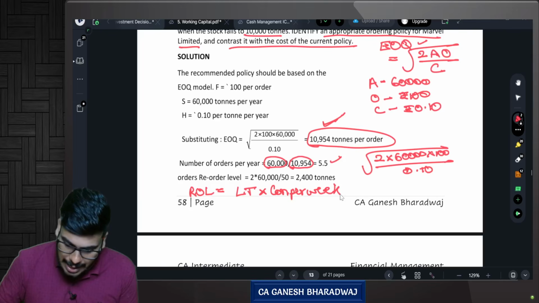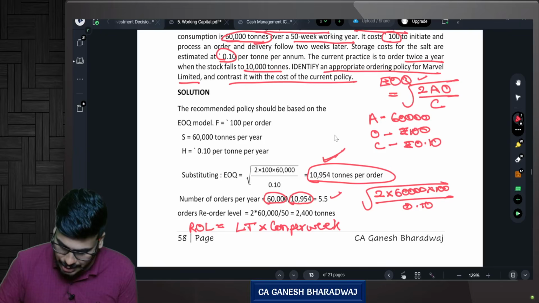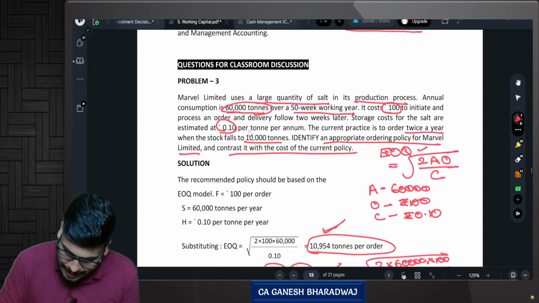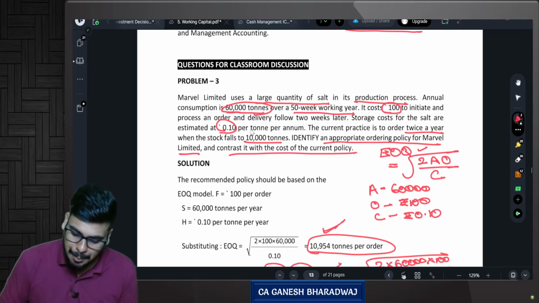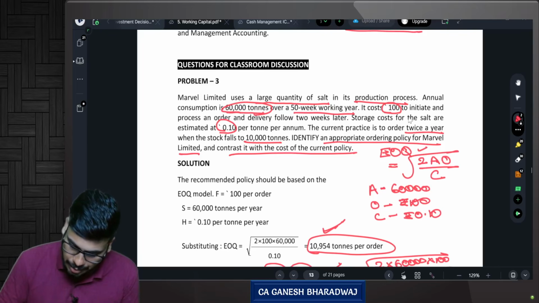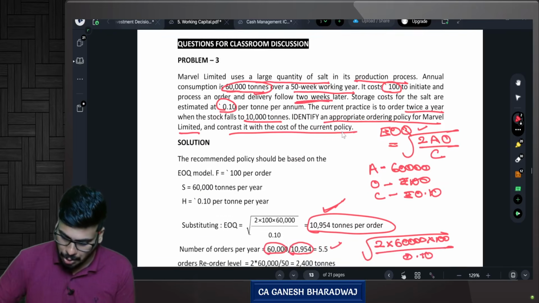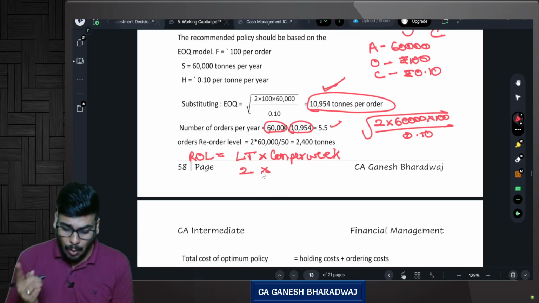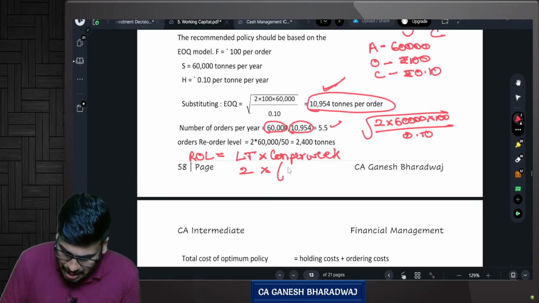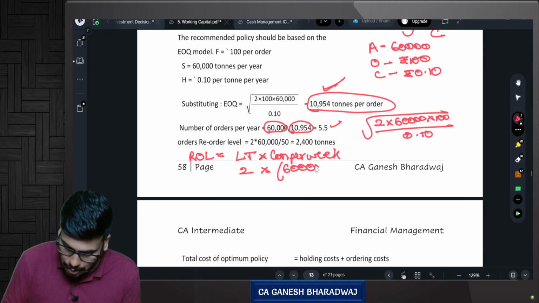So what is the lead time that he generally takes? If I place an order today, it takes him 2 weeks to deliver the product. They have given it here. So it takes 2 weeks to deliver the product. And what is the consumption per week? So 60,000 is the annual consumption, and in a year there are 50 weeks.